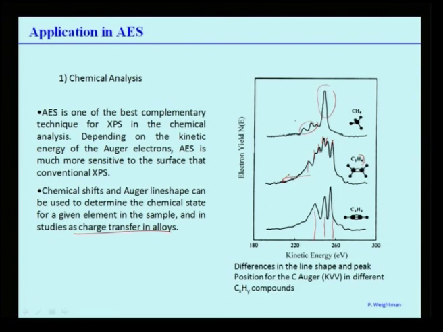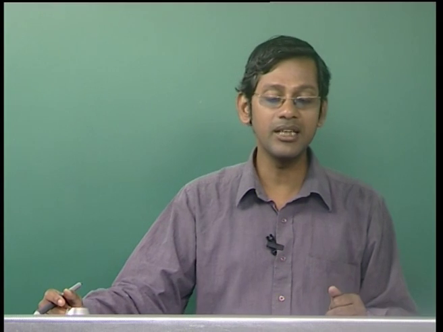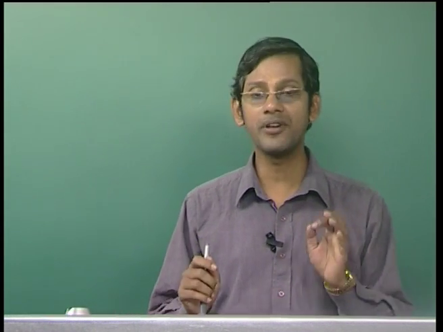So that means the electron yield versus kinetic energy diagram can distinctly differentiate between carbon compounds, from acetylene to ethylene to methane. This is basically to detect a particular compound. We can use these signatures to detect whether they are present in the sample or not. That's the first thing you must know.